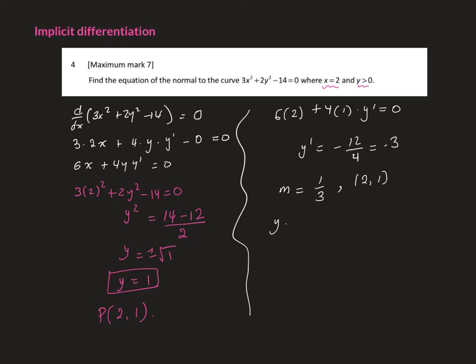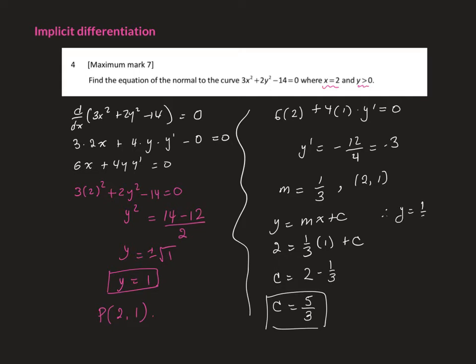So we're just going to substitute in the expression mx plus c and try to find the value of c. So 2 is equal to 1/3 times 1 plus c. c is equal to 2 minus 1/3. c is equal to 5/3. So our final answer is the equation of the normal line is y equals 1/3 x plus 5/3.